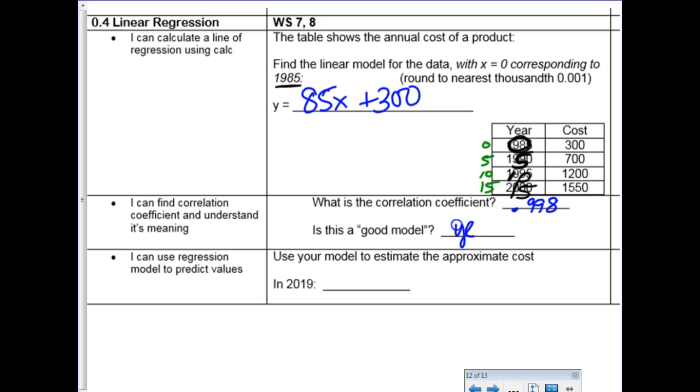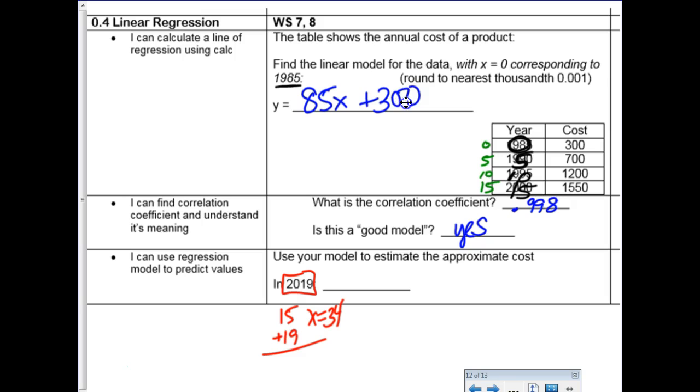And then, is this a good model? Yeah, rule of thumb, anything above 90%, 0.9, would be a good model. And then using your model to estimate the cost in 2019. So remember, years since 1985. So that's 15 years plus 19 years. What did I just say? 15 plus 19 would be, oh my gosh, 34? Should be able to do that, right? So x equals 34.